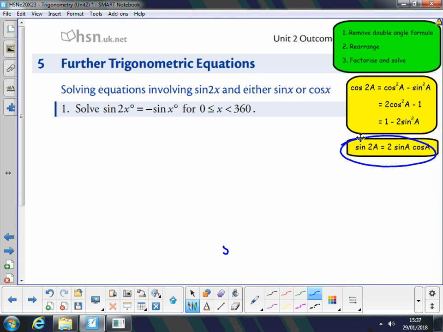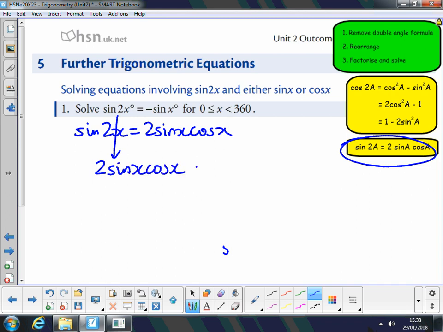So if your question is dealing with x, I'd rewrite it with the x in your expansion. So you've got sine 2x is equal to 2 sine x cos x. Okay, so that's what you're substituting for here. So we have 2 sine x cos x is equal to negative sine x. So step 2 up here, we're going to rearrange. You're going to move everything over to the one side. So we're going to add sine x to both sides. So we've got 2 sine x cos x plus sine x is equal to 0.